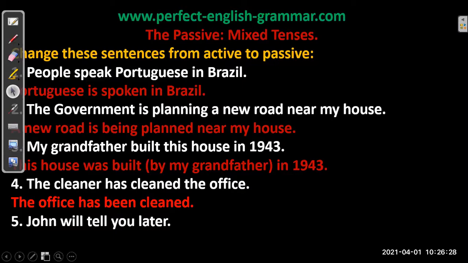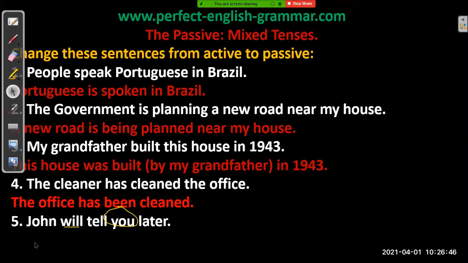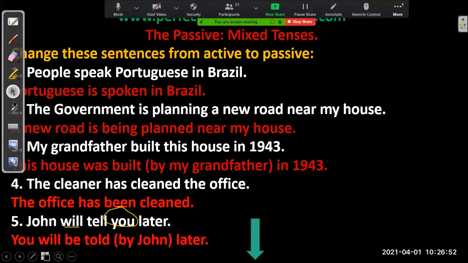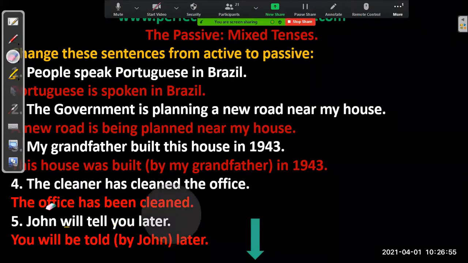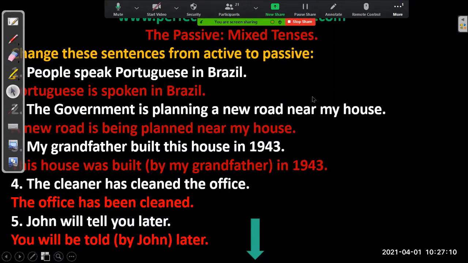John will be. No, you start with the object. Where is the object? You. You will be told later. Thank you. That's it. Repeat it again, please, fluently. You will be told by John later. Okay. Thank you. Now, another thing to do here. If you look at these 10 examples, they comply to the rules: present simple, present continuous, present perfect, past simple, and future simple. Now, what I'm going to do is split present simple alone and past simple alone.